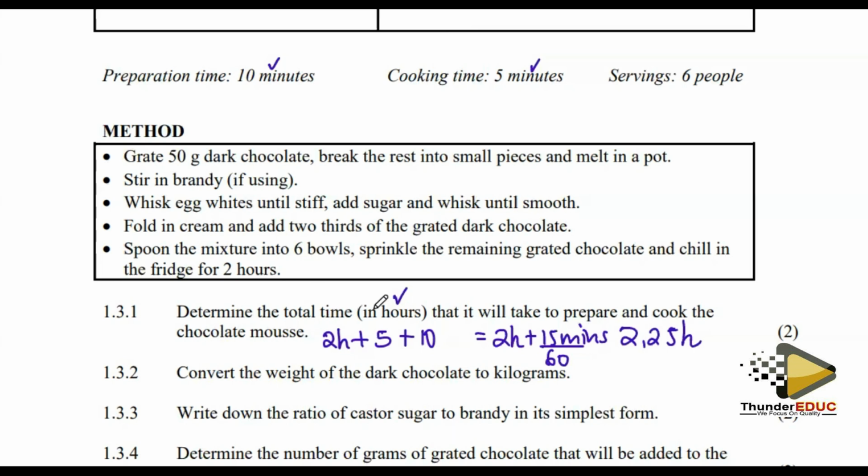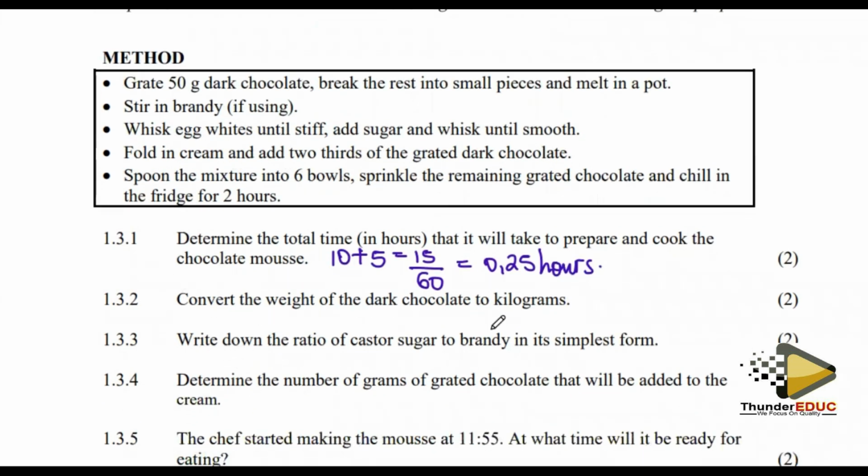Sorry, determine the total time in hours that it will take to prepare and cook. Sorry, this was prepare and cook. We prepare for 10 minutes and we cook for 5 minutes, which is 15 minutes. Change to hours, it becomes 0.25 hours.